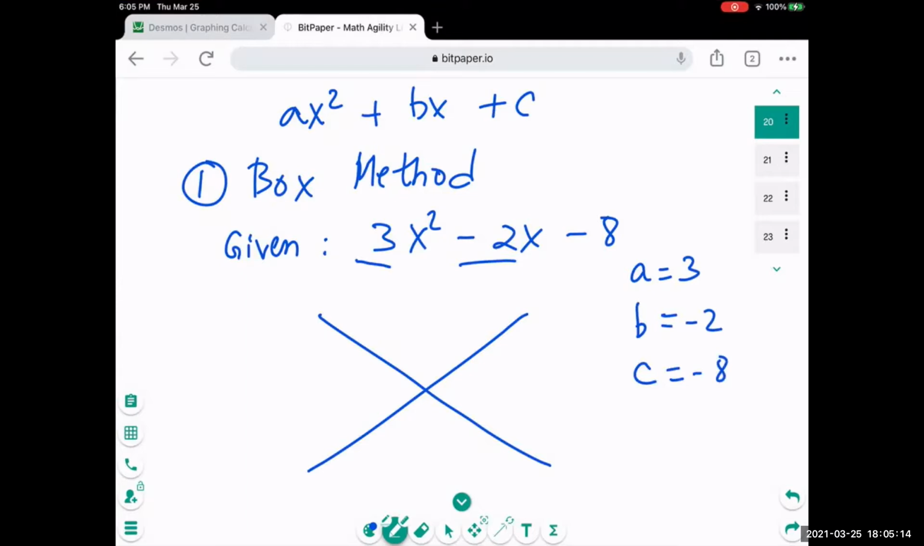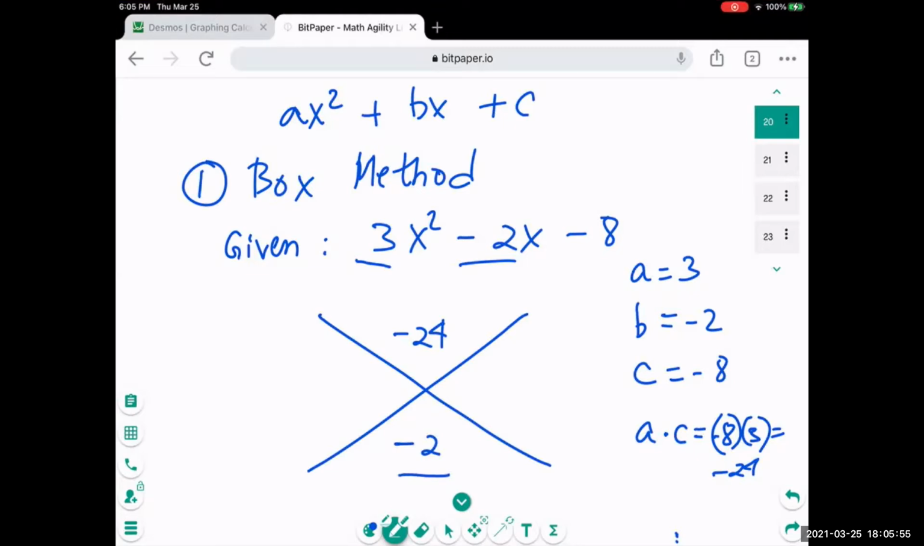So, the first thing we put on top of our X is A times C. So, this is 3 times 8, so negative 8 times 3 is negative 24. So, we're going to write negative 24 here. And the one at the bottom would be the middle term, which is negative 2. Okay? So, what will be our next step? Now, we think of two numbers that when multiplied will give us negative 24, and when we add them together will give us negative 2.